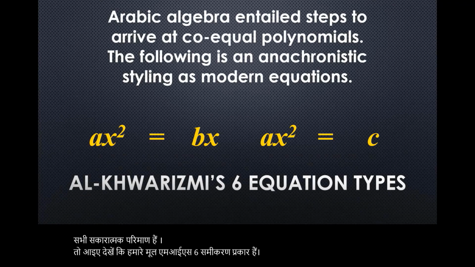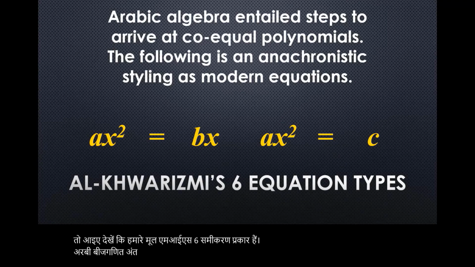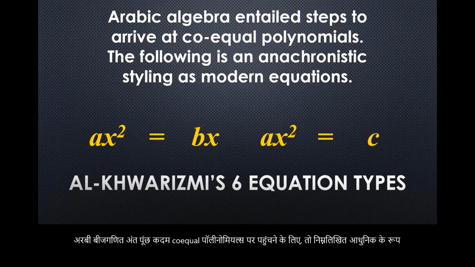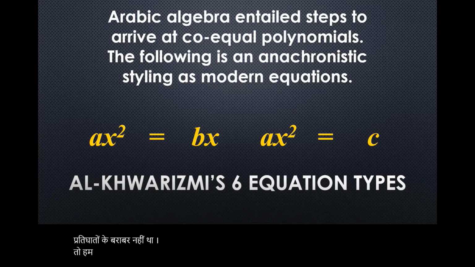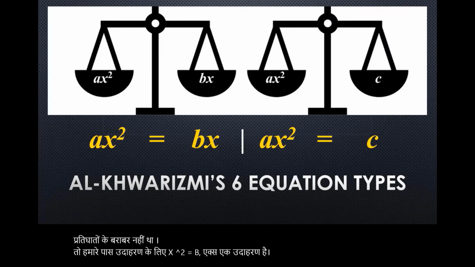Arabic algebra entailed steps to arrive at co-equal polynomials. So the following is an anachronistic styling as modern equations. But Al-Khwarizmi didn't have equal signs or exponents written like this. So we have, for example, ax squared equals bx is an example. We have ax squared equals c as an example.